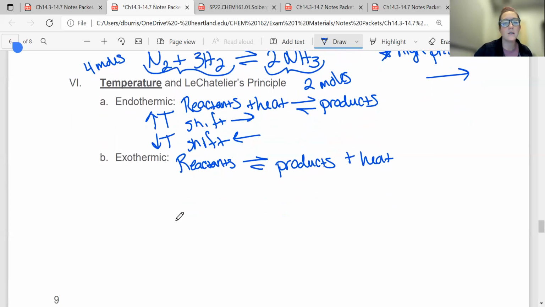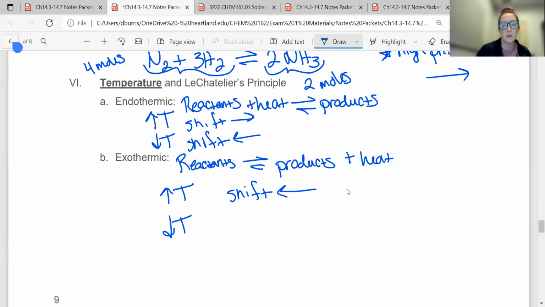Okay, and same is true for exothermic. You think of heat as a product in this case. So if I increase the temperature of an exothermic reaction, that would be like adding heat in. It's going to shift away from the heat, so it's going to shift left. If I add heat in, it's going to shift to the left side.